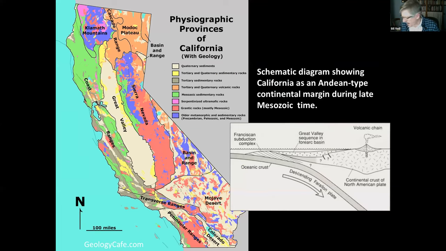So here we have another diagram of the subduction process with the volcanic chain. On the left is a geologic map of California, and in the red is the granitic rock, mostly Mesozoic. So it's in the Sierras, the Mojave Desert, the transverse ranges, the peninsula ranges. And then you see there's also some up around Monterey Bay. Well, that was originally down in Mexico, and that has been moved up to that position by movement on the San Andreas Fault, but it didn't form in that location.